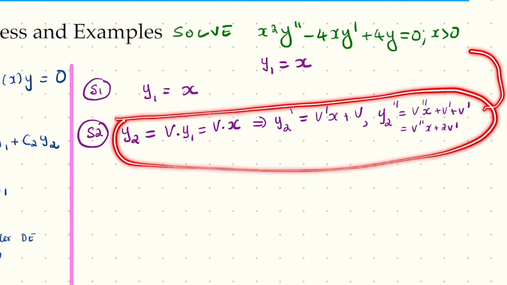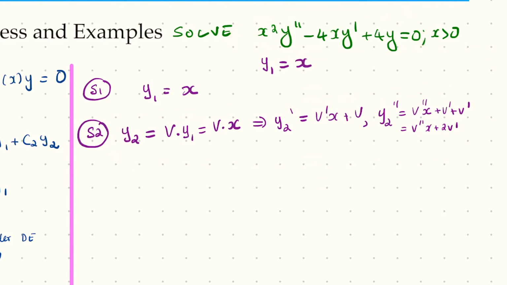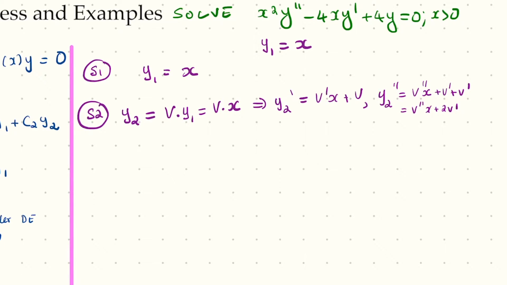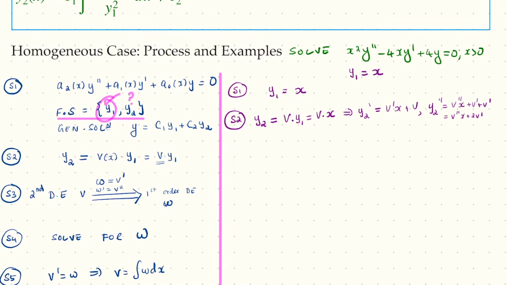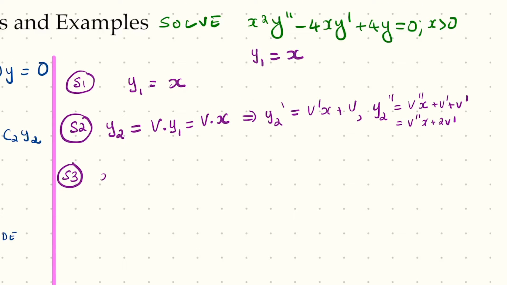The next step, I'm going to take all this information, y2 prime and y2 double prime, and plug it back into the differential equation and see what happens. As my third step, let me plug it back in. I'm going to have x squared times y2 double prime, so that would be v double prime x plus 2 v prime, minus 4 times x times y2 prime, which is v prime x plus v, plus 4 times y, which is v times x, and that is supposed to be equal to 0.